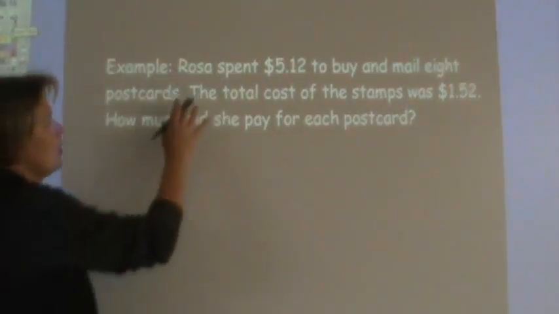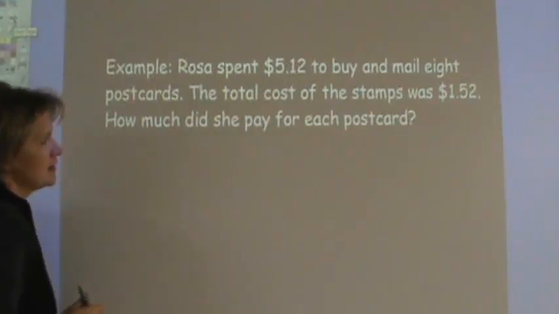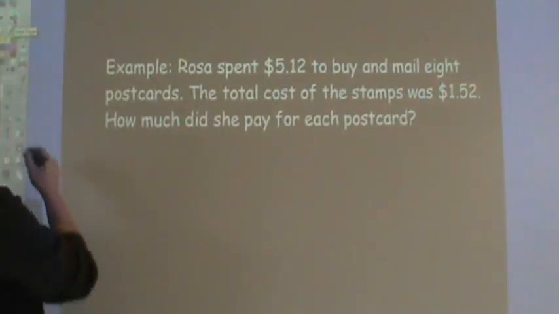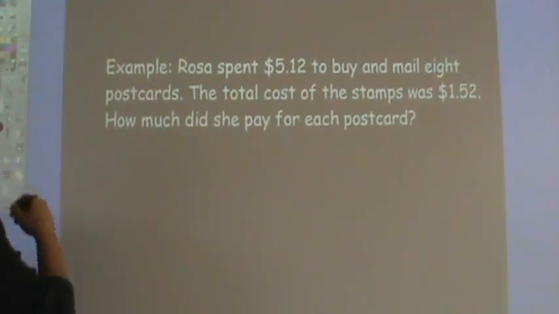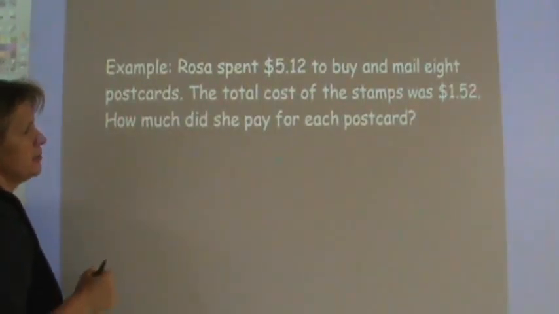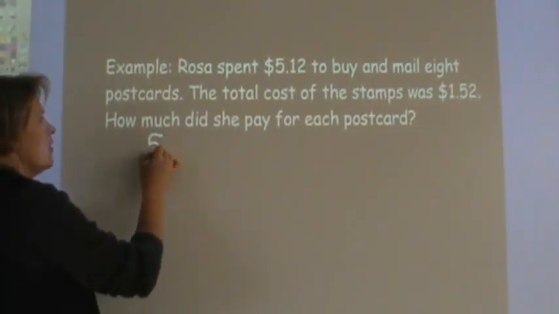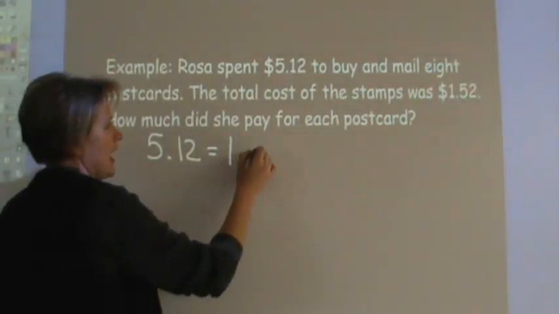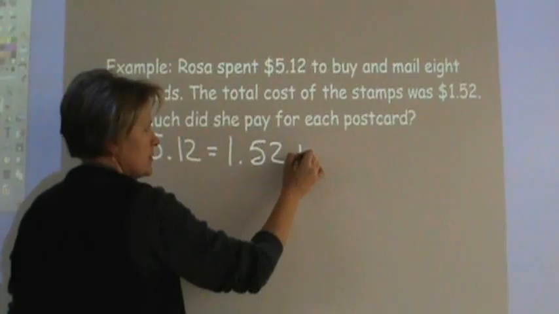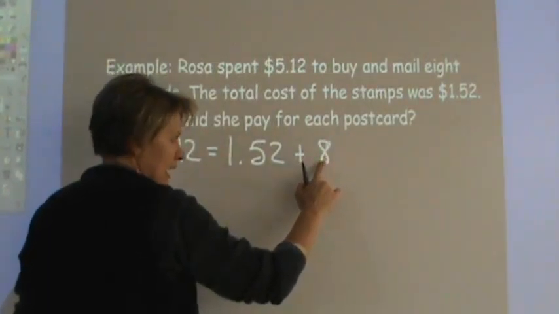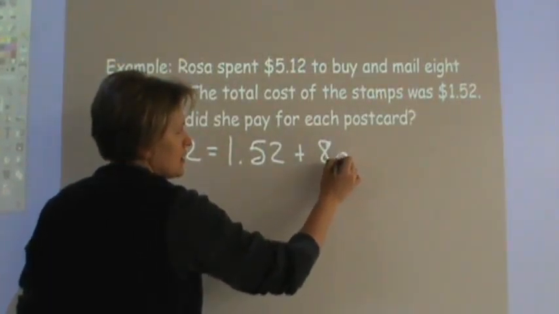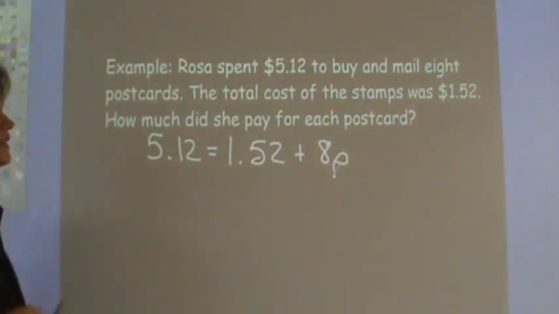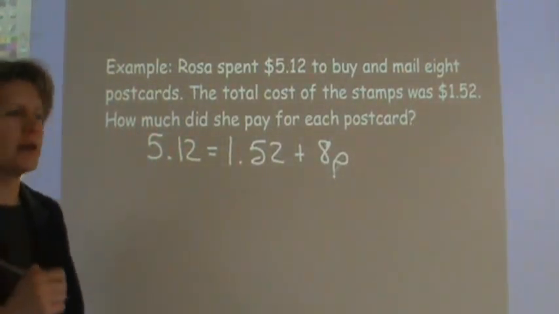All right, so Rosa spent $5.12 to buy and mail 8 postcards. The total cost of the stamps was $1.52. How much did she pay for each postcard? So we have the $5.12 total is going to equal the $1.52 she spent on stamps plus 8 postcards times the price of the postcard. So let P equal the price of 1 postcard.